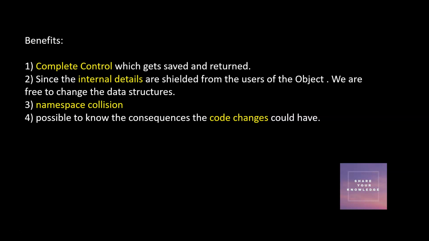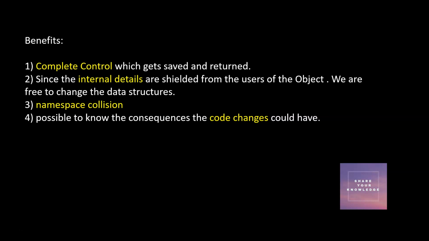If they give numbers in the name, we can return an error to them saying that numbers are not allowed in the name. So we are able to protect the internal data. Internal details are shielded from the users of the object. And we are also able to change the internal data structures, because they are not exposed to them. We are free to change them because we just exposed the public methods to them, right?